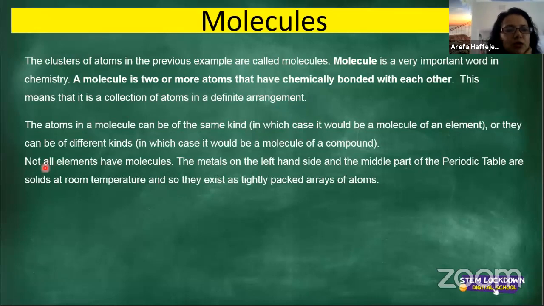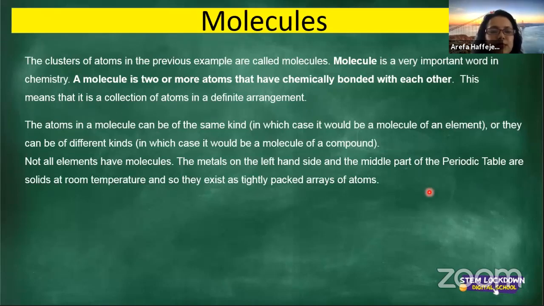Okay, so not all elements have molecules. The elements on the left-hand side and the middle part of the periodic table are solids at room temperature. So we say that not all elements have molecules. So now if you look at the periodic table, what I suggest you do is go to one of the earlier slides, from the earlier tutorials that I had. You can go to the slide where you had the periodic table and then print it.